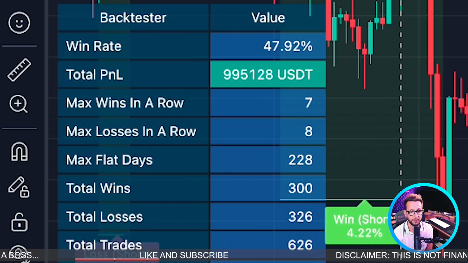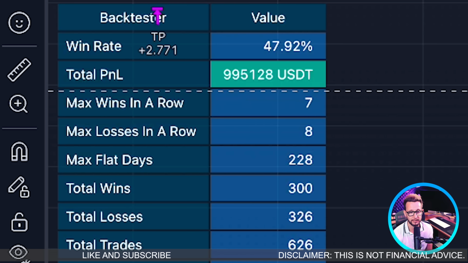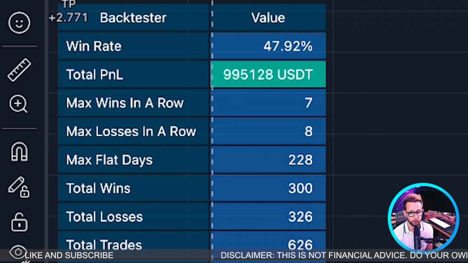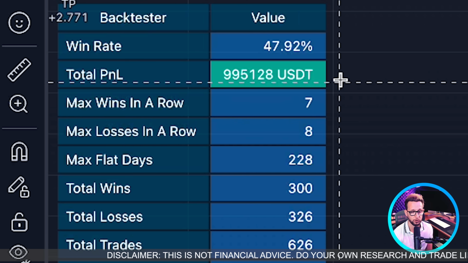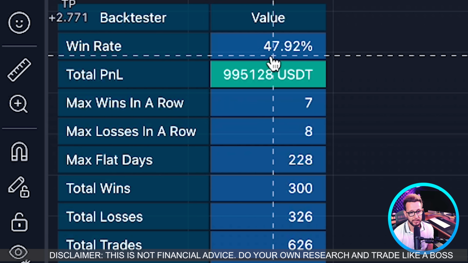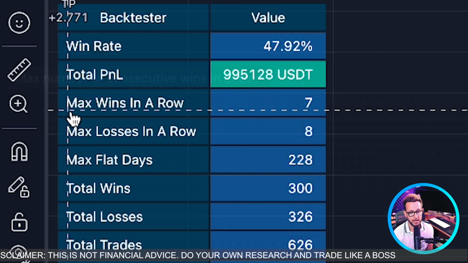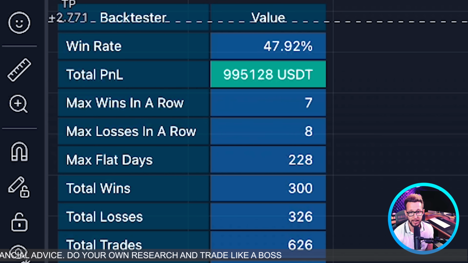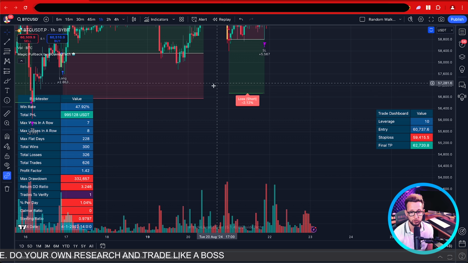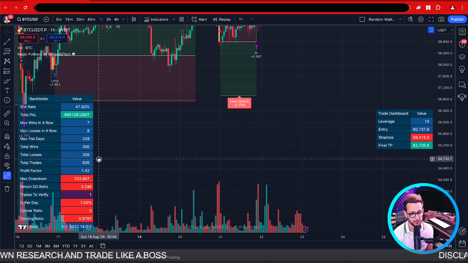Let's have a look at some of the smaller, closer data here. This is going all the way back to 2022, as we can't go back further with these tables on TradingView. The win rate for that data is 47%. The max wins in a row were 7. Max losses were 8, but the losses obviously are a lot smaller than the wins, which is absolutely brilliant.